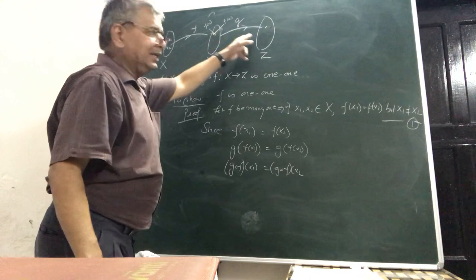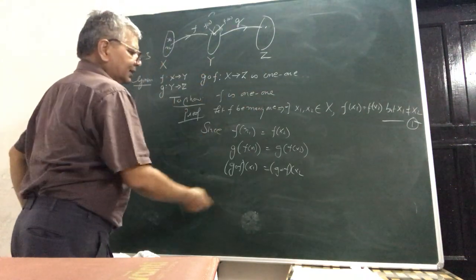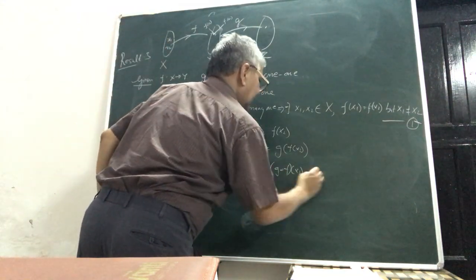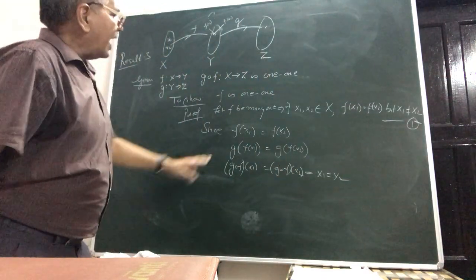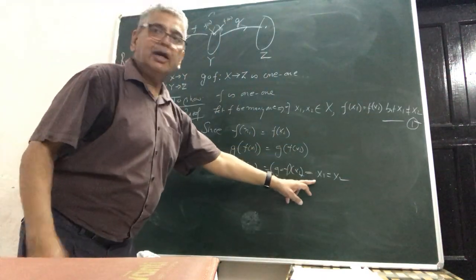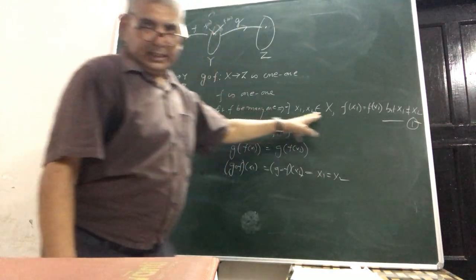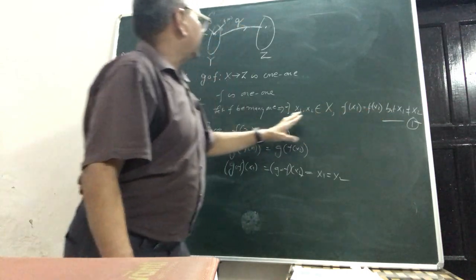But g∘f has been given to be 1-1. It is given. So what does it mean? It implies x1 is equal to x2. So f(x1) is equal to f(x2). Here what we are showing is that x1 is equal to x2, whereas what 1 says is that x1 is not equal to x2.